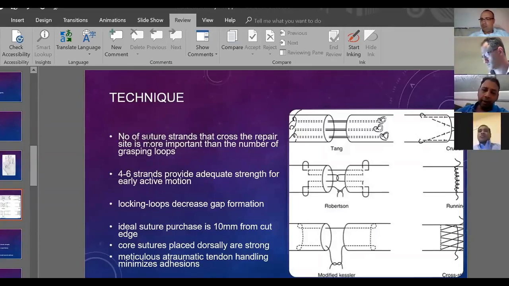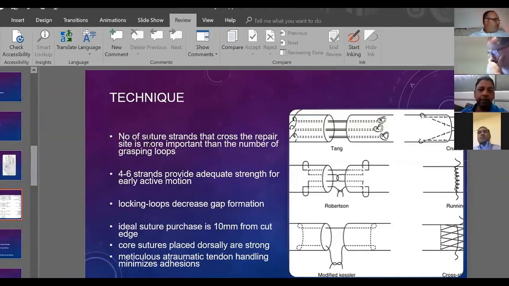But a modified Kessler technique is the most common technique which is used, where there are core sutures, and then there is an epitendinous repair. Number of suture strands that cross the repair site is more important than the number of grasping loops in the repair technique. Usually 4 to 6 strands provide adequate strength for early active range of motion. And locking loops decrease the gap formation over the repair site.